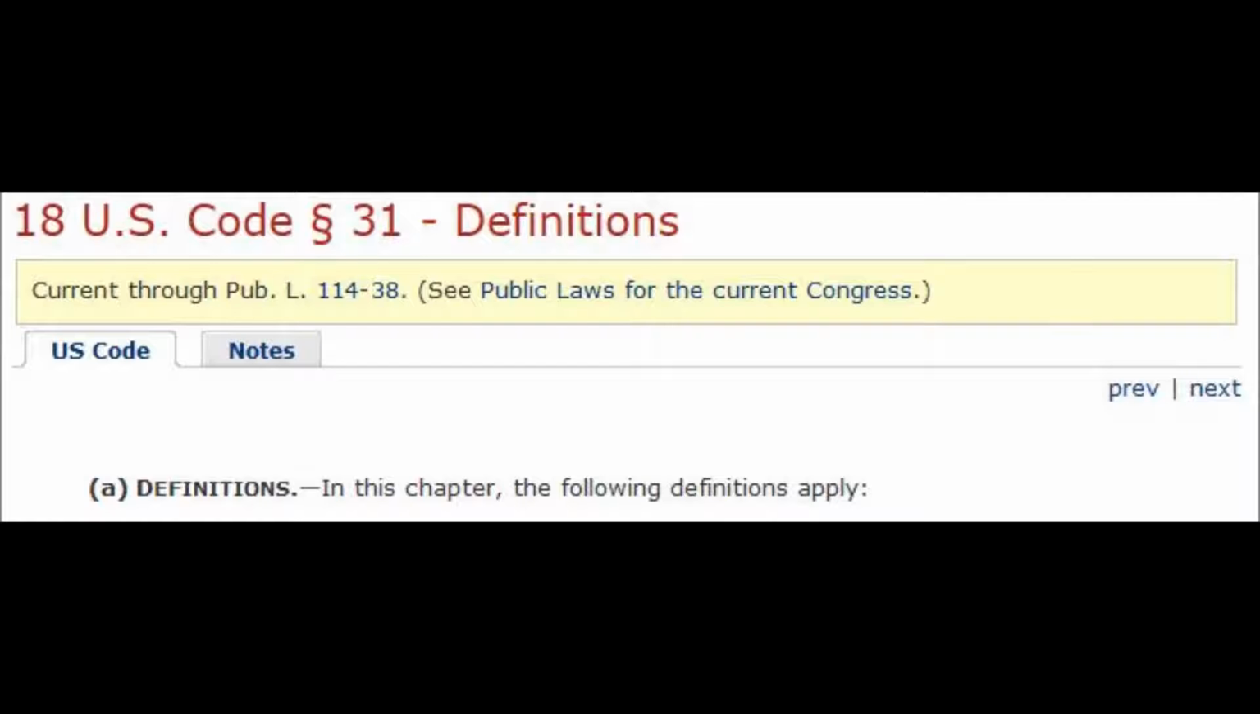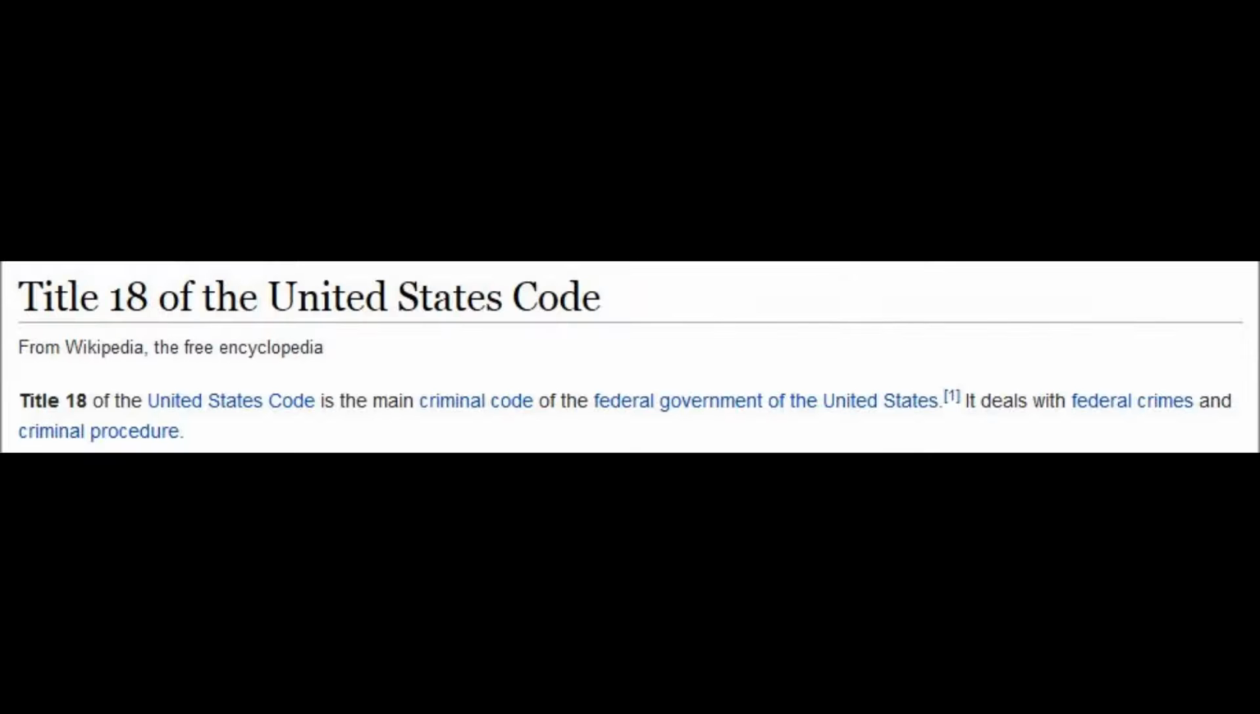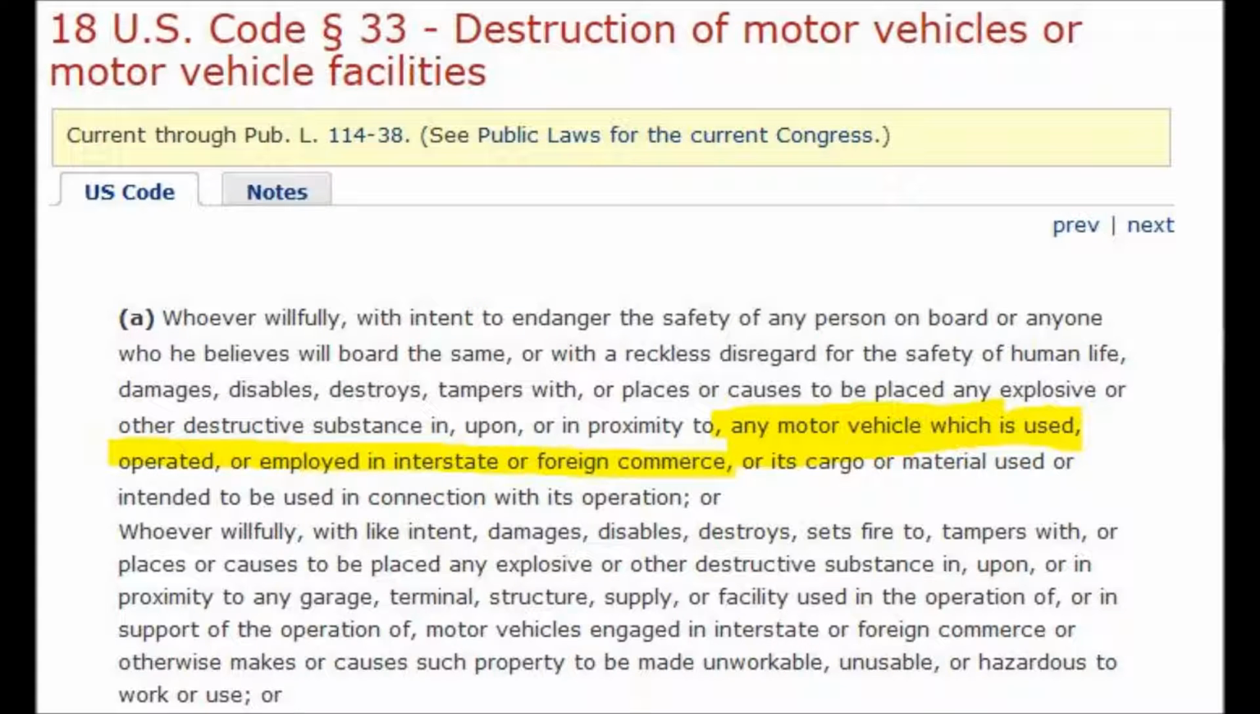Now, we could probably end the discussion right here, but it might be helpful to go more in depth into the problems with this argument. Title 18, as Wikipedia unfortunately describes, is the section of the United States Code that deals with federal crimes and criminal procedures. This Title 18 only deals with federal crimes. To explain why that is important, let's look at Title 18, Section 33, which deals with, quote, destruction of motor vehicles or motor vehicle facilities.